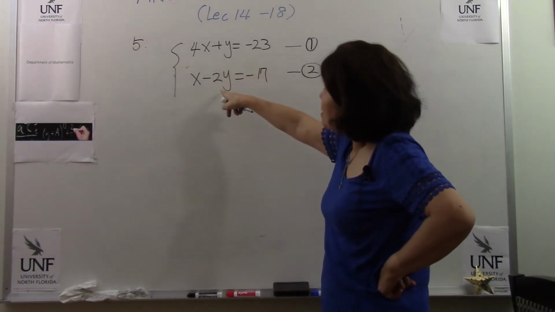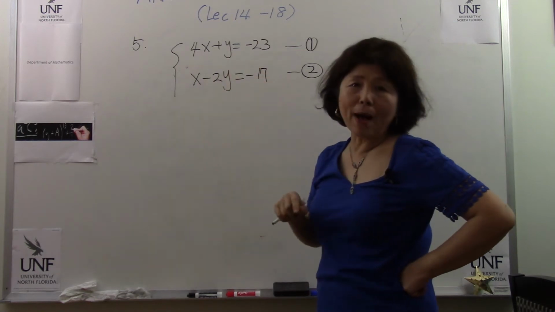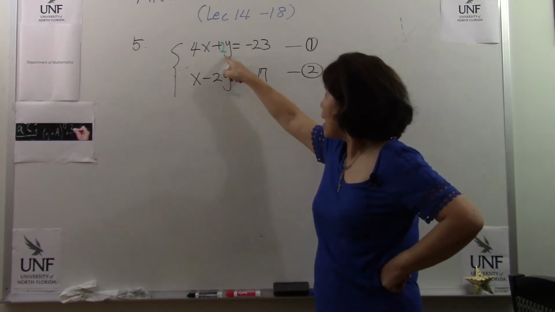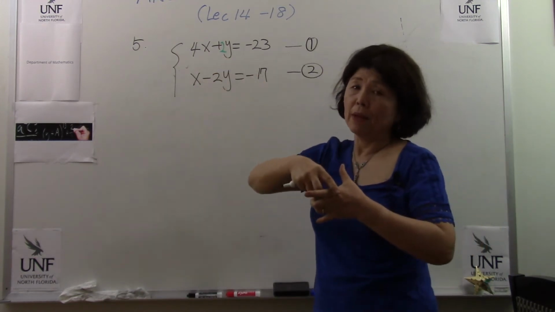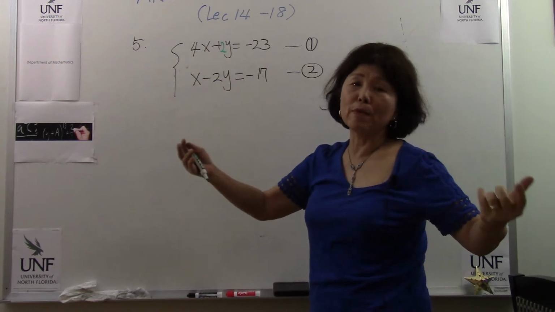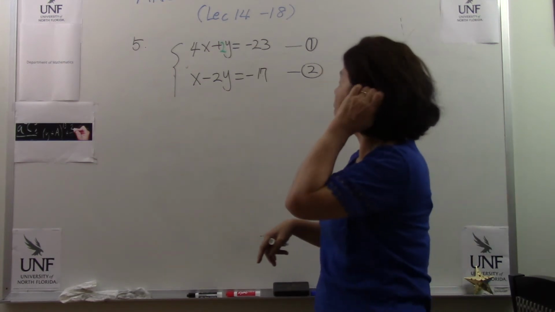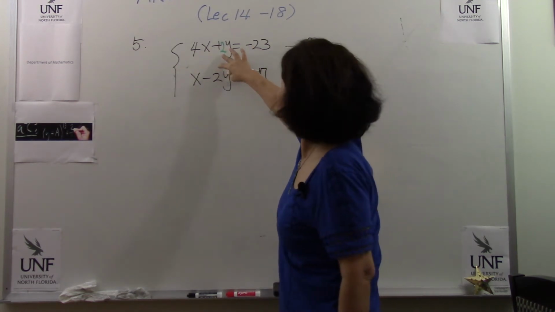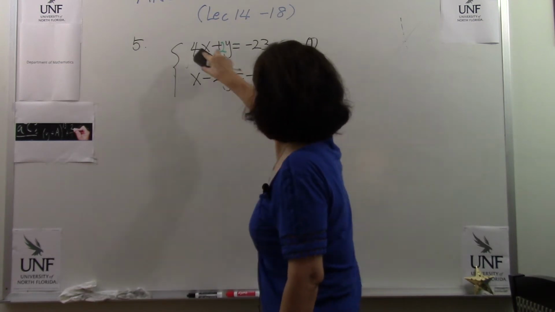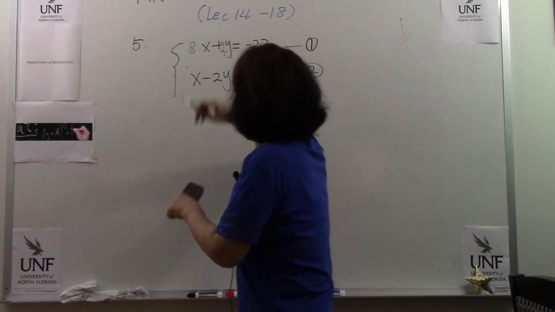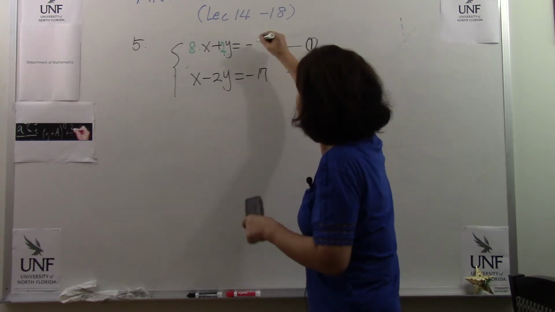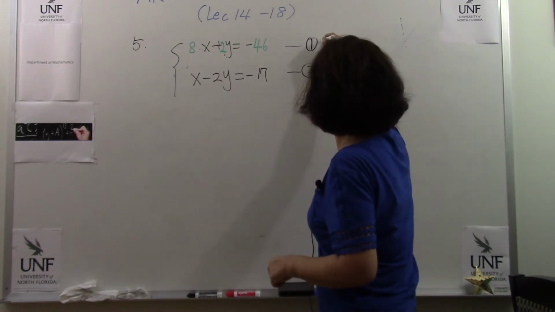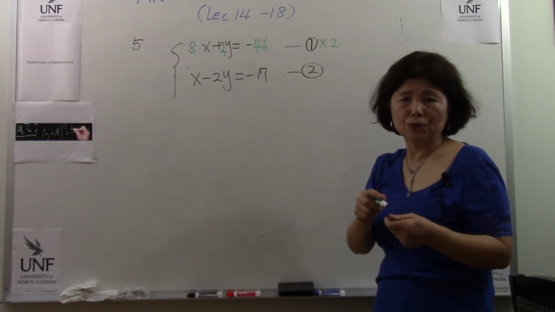In 1 here I see immediately, this is y, this is minus 2y. So if I make it 2y over here, then 2y and minus 2y, when we add them up, it will be 0. So this is what we mean by we eliminate y value here. So we need 2, matching this number, so we multiply everything by 2. So this one becomes 8, and this one becomes what? Negative 46. So in other words, we multiply number 1 equation by 2.